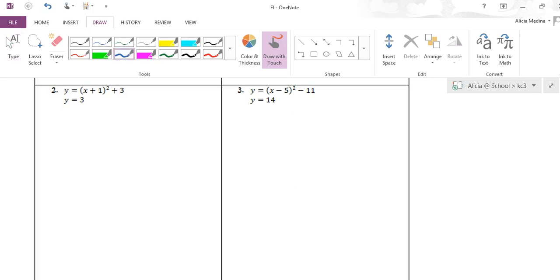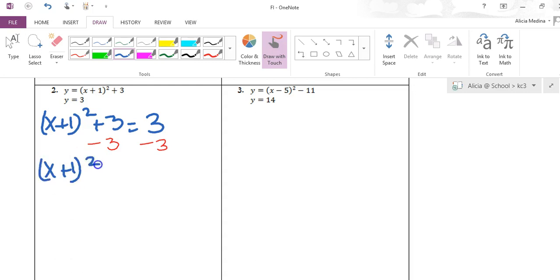Alright, let's keep practicing. So, first step is set these equal to each other. (x + 1)² + 3 = 3. And to go ahead and isolate what's being squared, that's my step 2. So I'm going to subtract 3 over, right? Opposite operations. (x + 1)² = 3 - 3, which is 0.